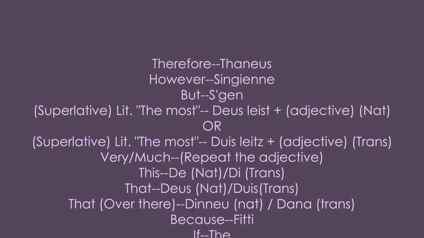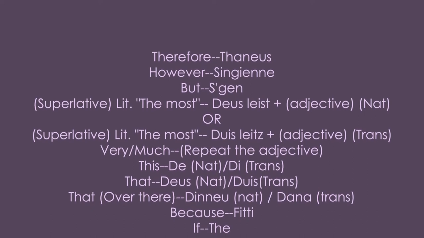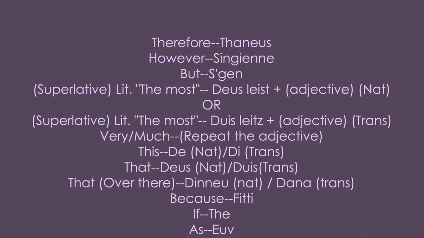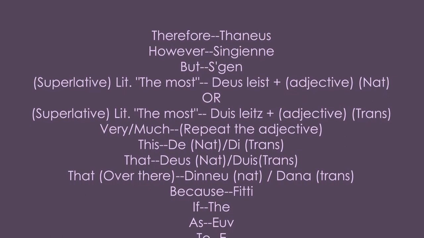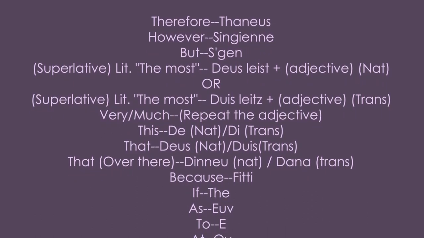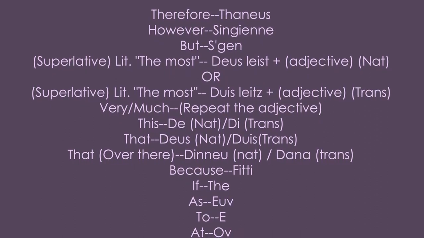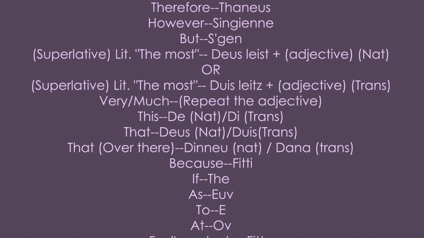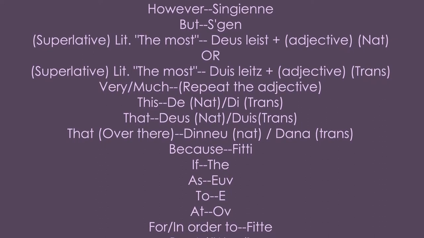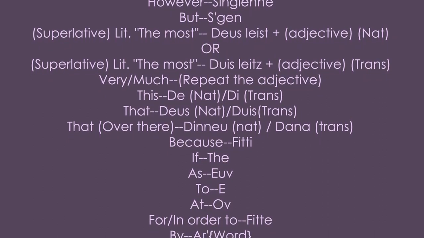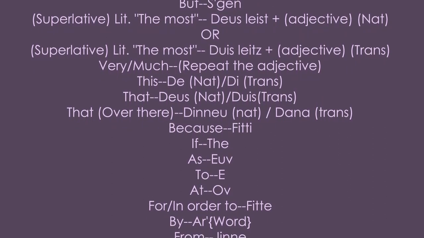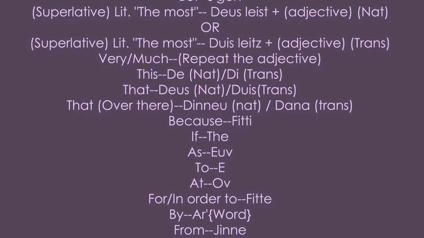Therefore, fanus. However, singin. But, again, superlative. Du leist, and then you put the adjective. Or, du leits the adjective, depending on if it's natural or transcendent. Very or much, you repeat the adjective again. This, de, di, for natural and transcendent. That, dus, dus, it is only spelled different.